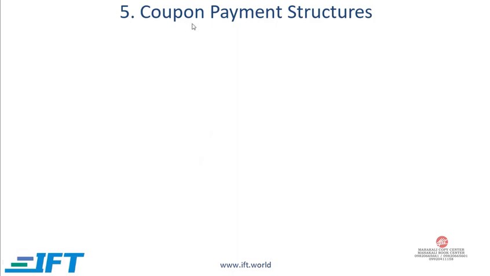Now let's look at coupon payment structures. The most simple structure is a fixed periodic coupon, which we have talked about. Here the issuer makes a fixed payment every period. If the period is 6 months and the coupon rate is 10% per year, then every 6 months a payment of 5% of par value is made.